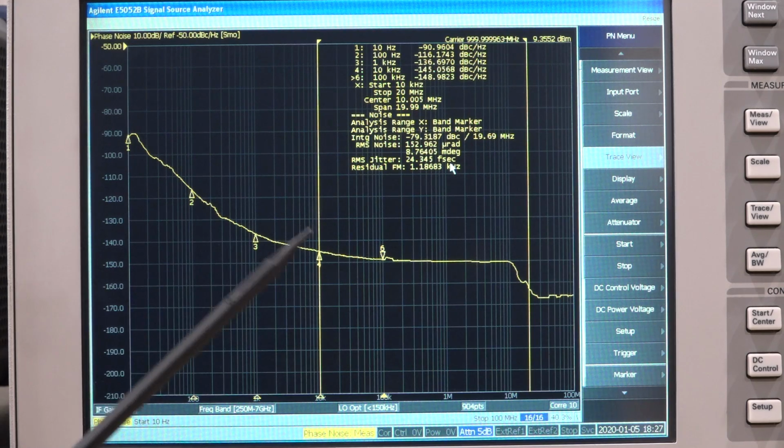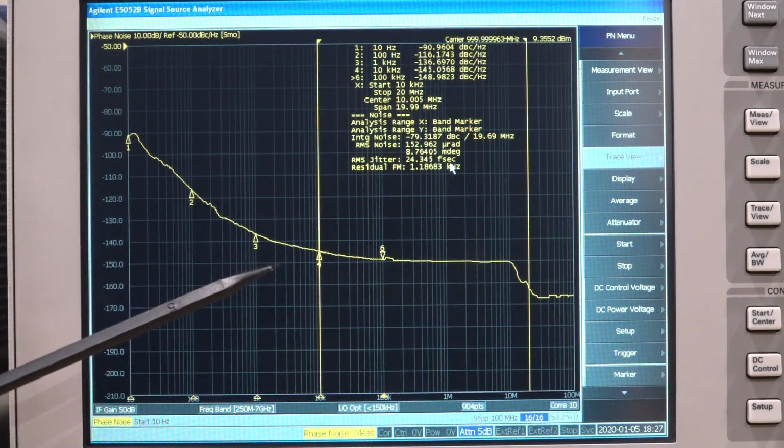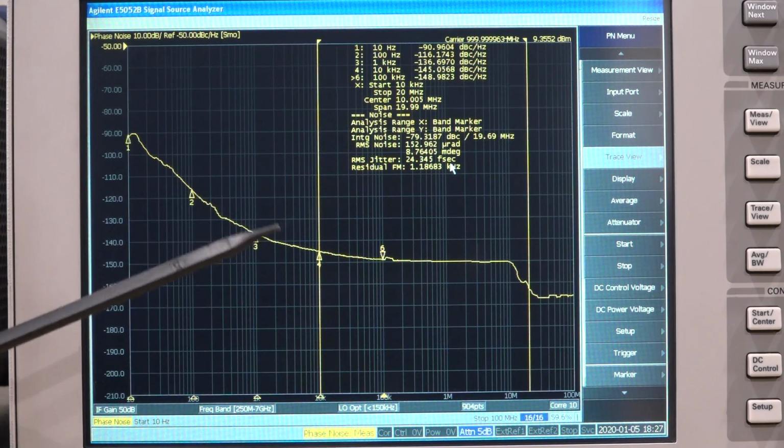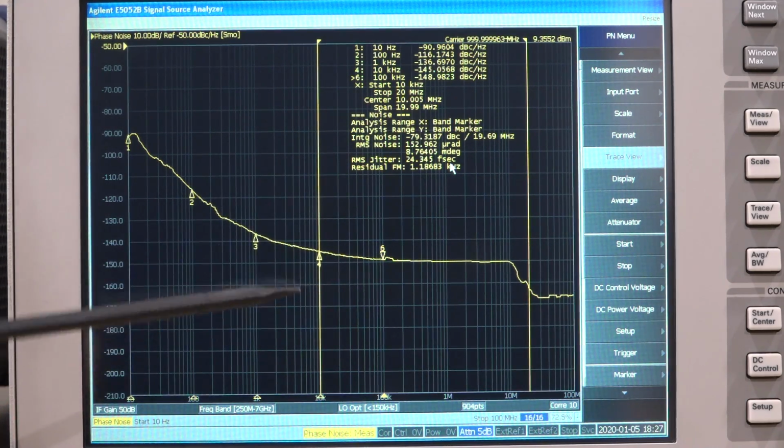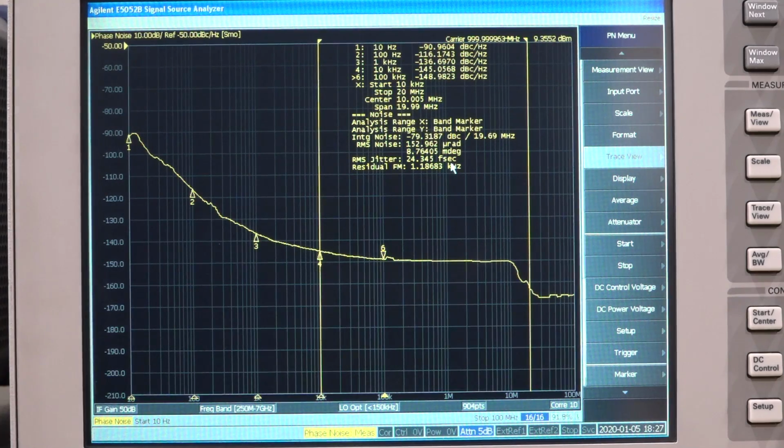Now the capabilities of this instrument go beyond this. Because it has a built-in DC control and power, we can actually measure VCOs directly on it. And because it has a digital PLL, we can lock the VCO directly on the instrument, making VCO design quite a bit simpler using the E5052. So let me set that up as well.